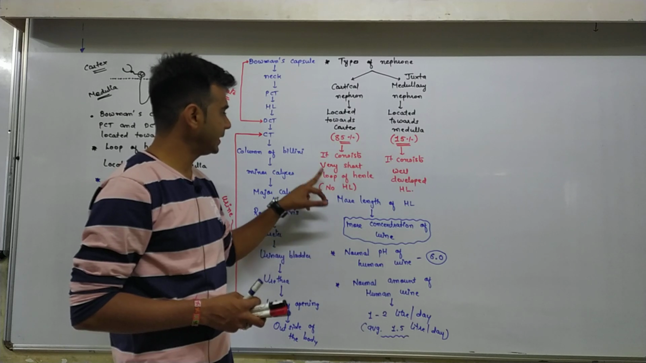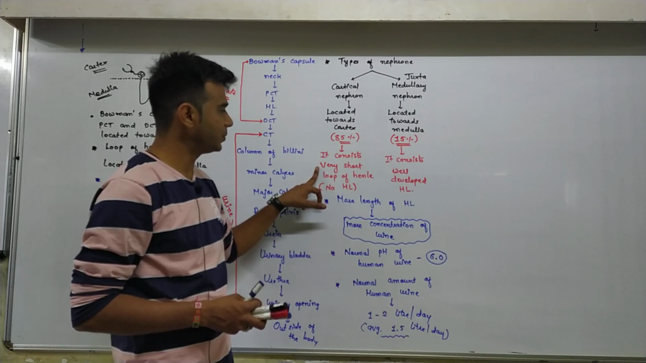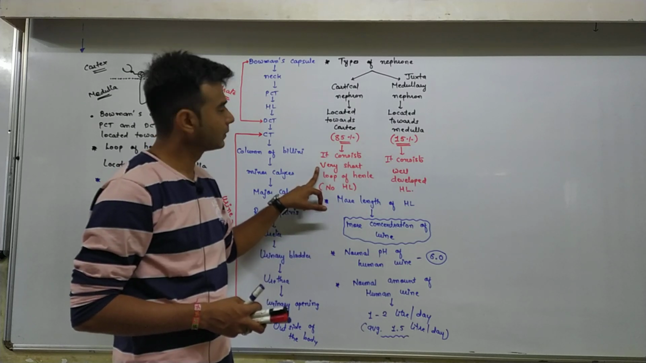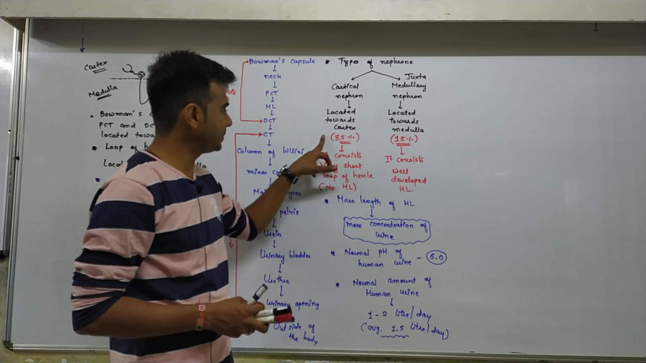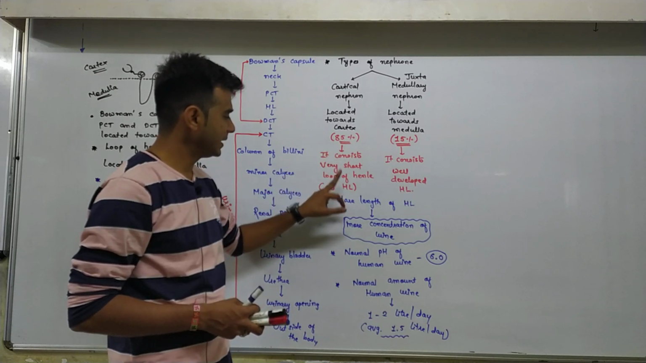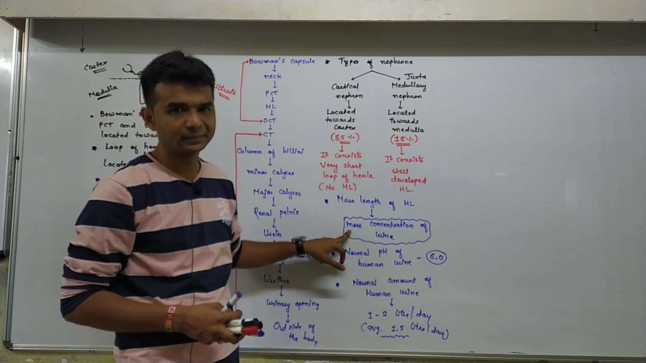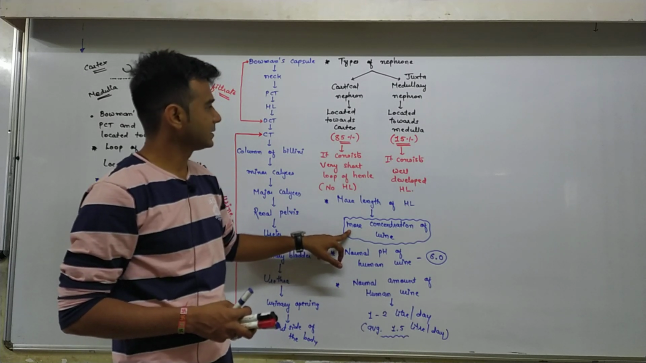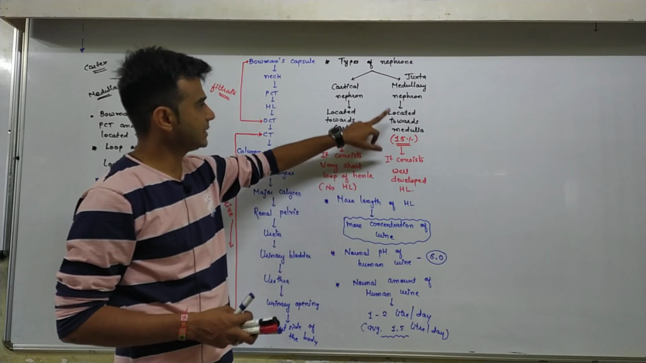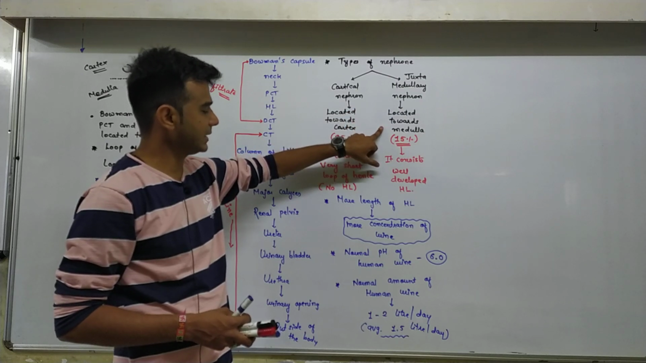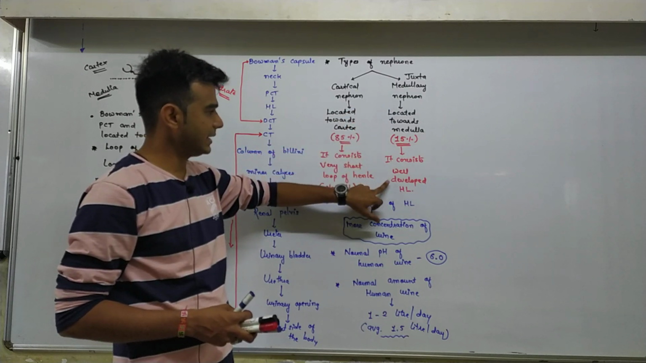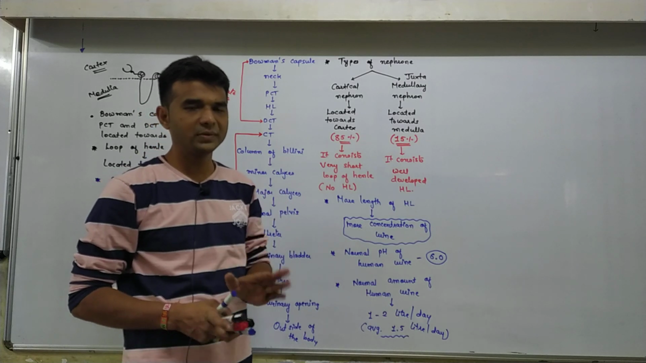No loop of Henle or very short length of loop of Henle. As a result, the 85% urine that is formed is dilute. Whereas the 15% medullary nephrons, you consider that they consist of a well developed and proper length of the loop of Henle.